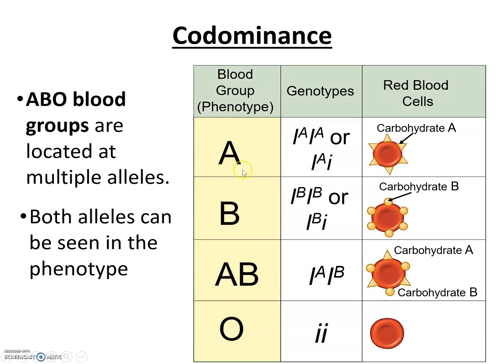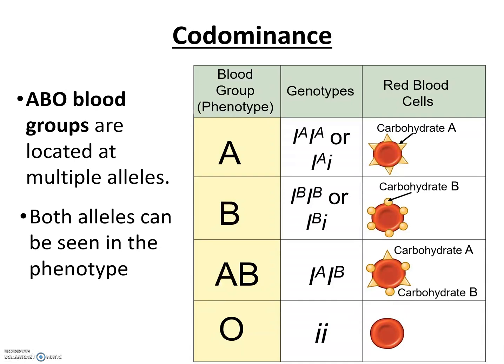So imagine you've got one location on a chromosome that codes for this A, and you have another location on the chromosome that codes for this B phenotype. What we're really looking at is on the surface of our red blood cells, you can have different types of sugars there, either carbohydrate A, carbohydrate B, or if you're type AB blood, you actually have a mixture. You have both A and B on the surface of your red blood cells. If you are type O, effectively you have two recessive alleles, so you have no carbohydrate A or B on the surface of your red blood cells.